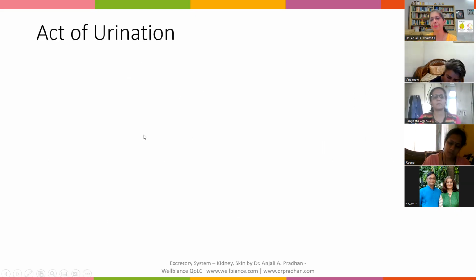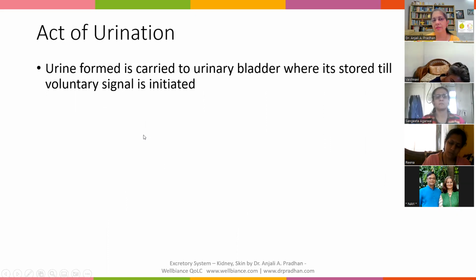Next, how urine is expelled. क्या होता है जब भी यूरिन इज फॉर्म्ड? यूरिन इज फॉर्म कहाँ पे, कहाँ फॉर्म होती है? किडनीज. करेक्ट? यूरिन इज कैरीड फ्रॉम किडनीज टू यूरिनरी ब्लैडर.